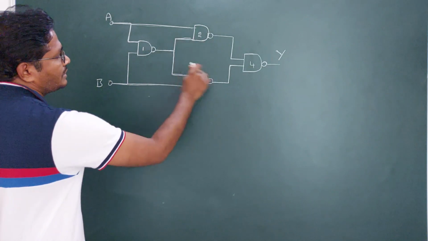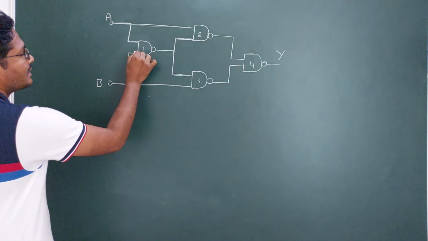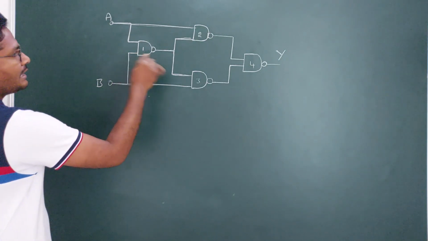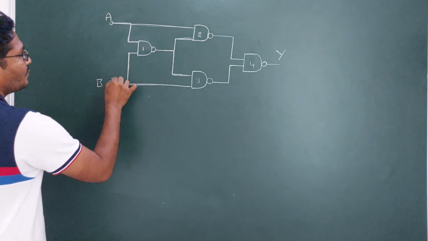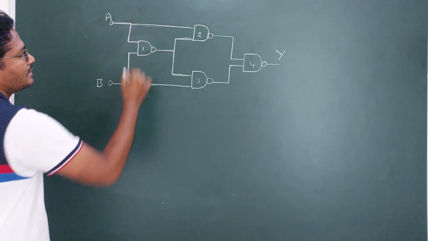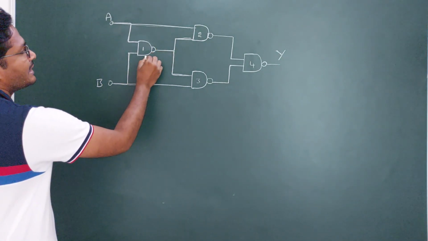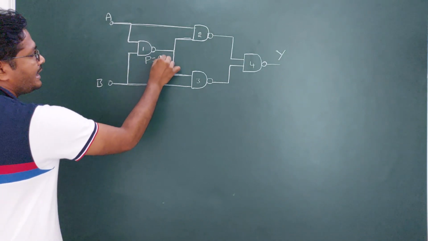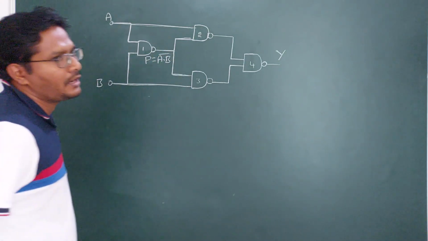There are four NAND gates given: 1, 2, 3, 4. First you need to see where the inputs are connected for every NAND gate. For this NAND gate, one input is B and the other input is A. The output of this gate I am taking as P, which is A into B whole bar, that is NAND, not after AND.